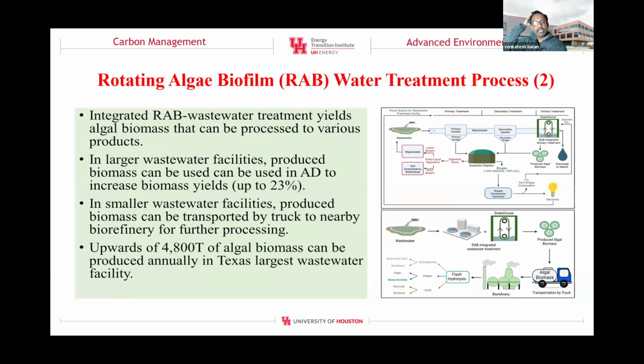So we came up with an idea that was published recently in 2022 in the Fermentation journal, where we thought of incorporating the RAB system and using the algal biomass for anaerobic digestion. We can also transport the algal biomass to a biorefinery where it can be processed to produce carbohydrates, proteins, and lipids, and converted into various bioproducts. This is a sustainable alternative compared to the conventional method that is being followed.